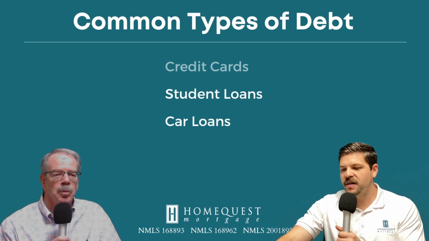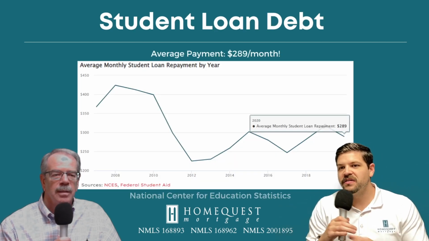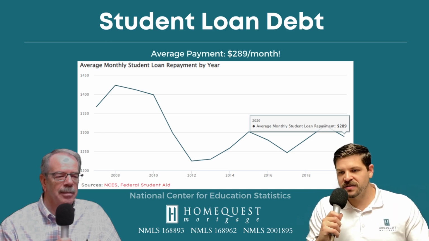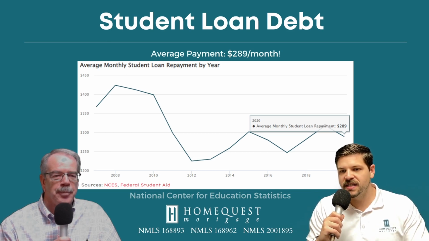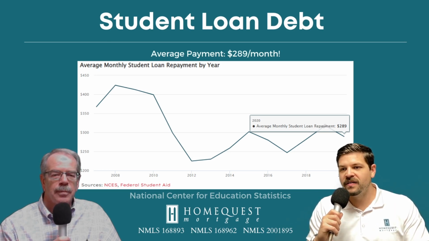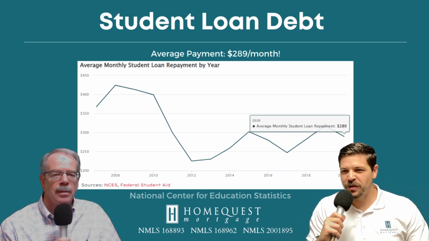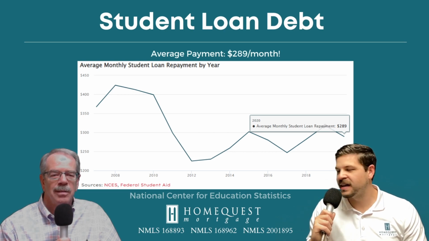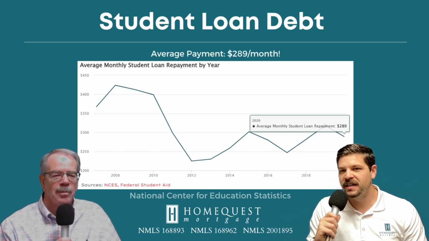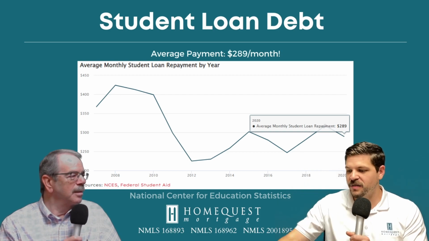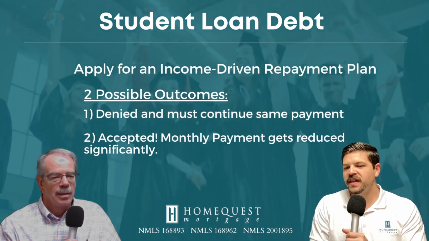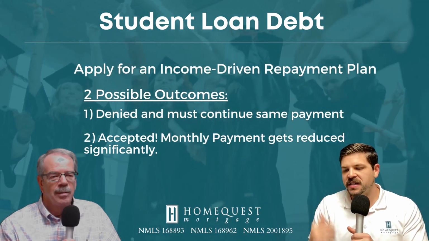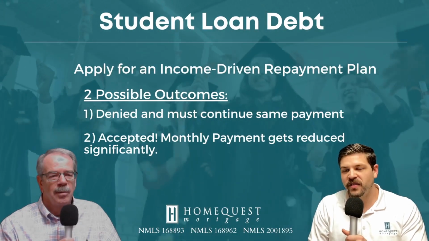So the next common loan type is a student loan. You go to school and you need help paying for all that. Student loans on average, this is from the National Center of Education Statistics, it says 2020, so maybe not right now, but in general, around $289, around $300 a month is added to people's debt to income ratios.